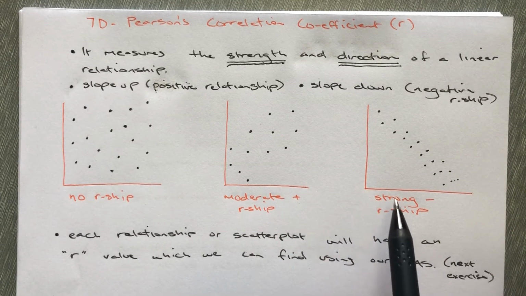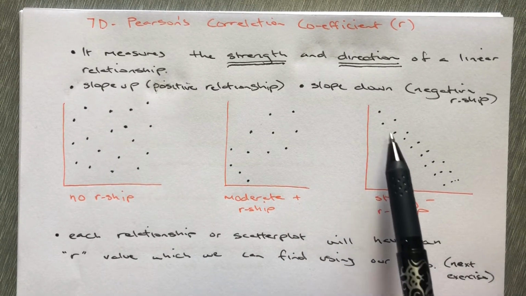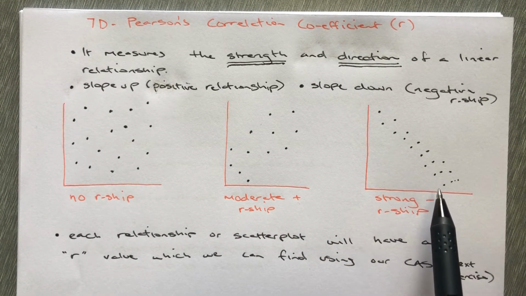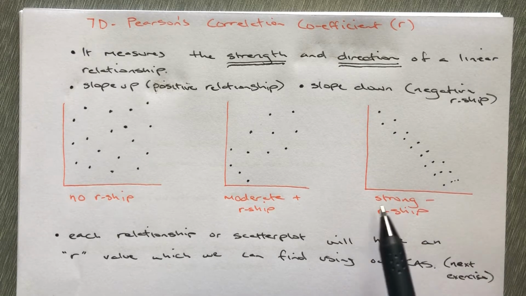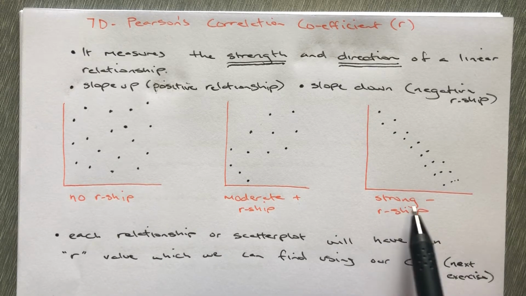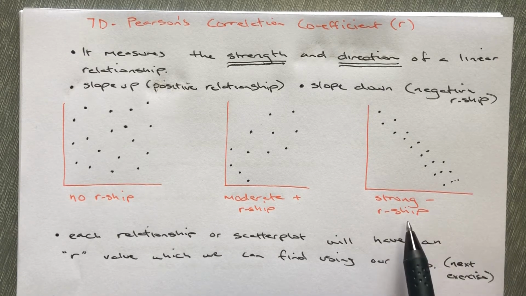Now, if we move over to this third example, hopefully you can see that these dots in the scatter plot are way tighter together. And we can see that they're pretty tight and they're sloping downwards like that. So we could describe this relationship as a strong negative relationship.